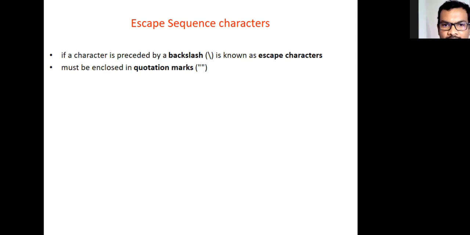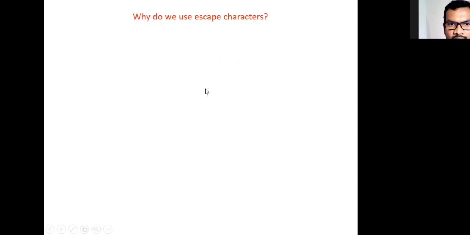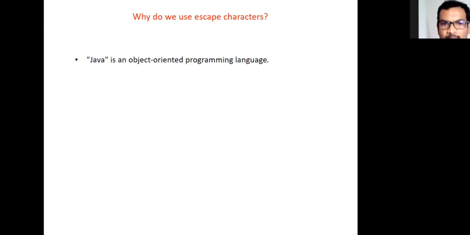Any character, if it is preceded with this backslash symbol, is called an escape sequence character. And all the escape sequence characters have to be specified within the quotation marks. Now we'll see why we need escape sequence characters. For example, I would like to display the output as Java is an object-oriented programming language, where Java has to be displayed within the double quotes.